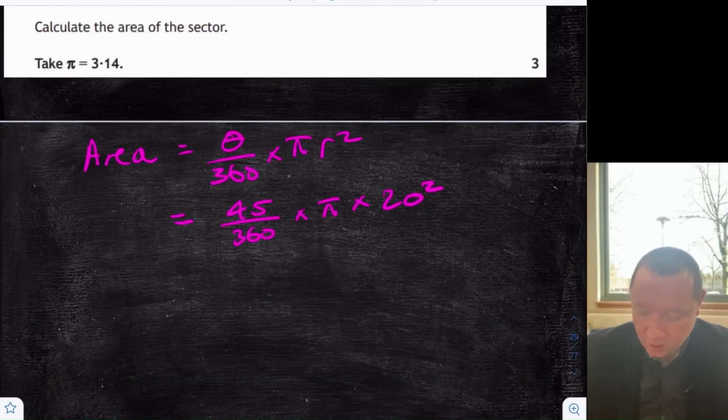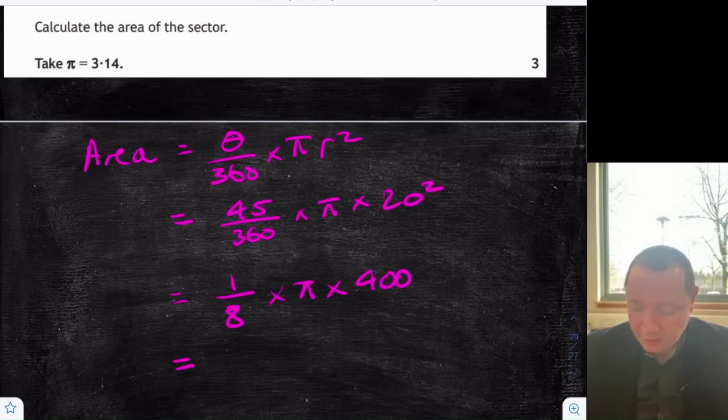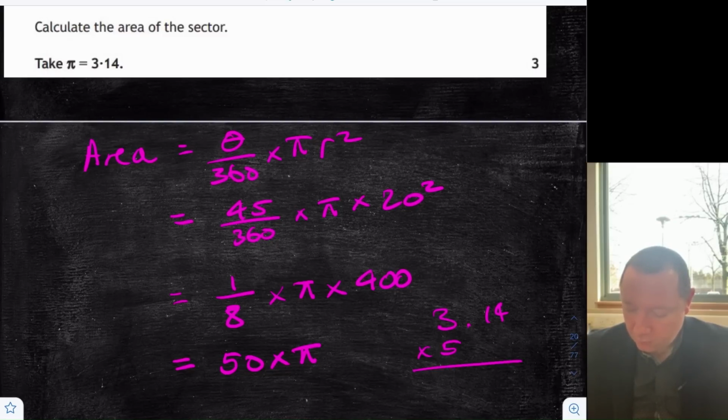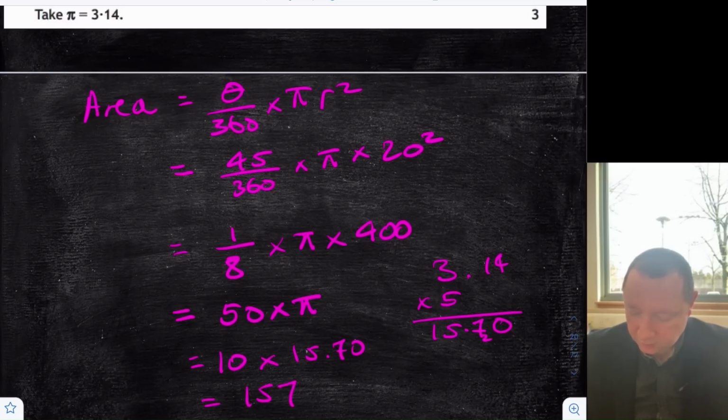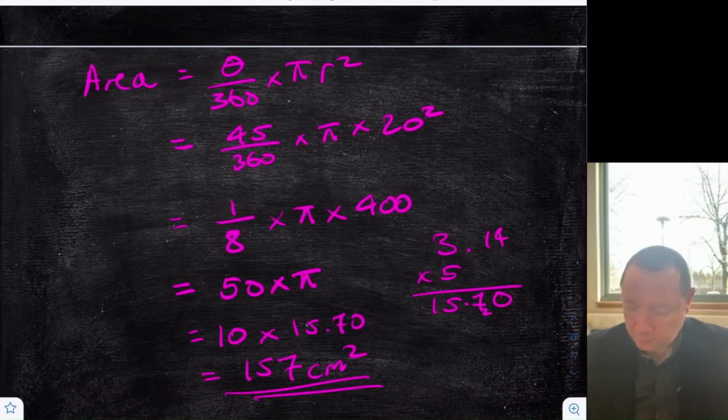So fractions, we simplify. 45 goes into 360 8 times, so I get 1/8 times pi times 20 times 20, which is 400. 400 divided by 8 is 50, so 50 times pi. At the side you can just do 3.14 times 5. 5 fours is 20, 5 ones is 5 plus 2 is 7, 5 threes is 15. You get 15.70, and that's times by 5, so it's 10 times 15.70, which is 157 centimetres squared for our final answer. Another quick way at this point would be to times by 100 and then divide by 2.